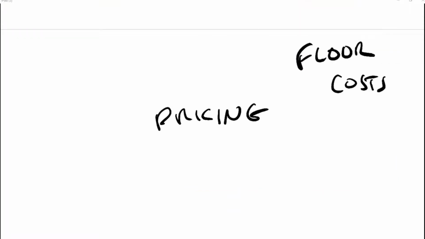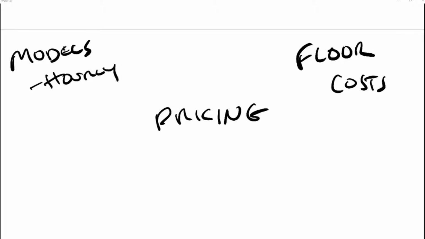So you need to think about the different kinds of models that are out there. And so the models that you might think about are hourly, right? That's something that a lot of agencies historically have done. There's the retainer, right? Everybody wants to get to a retainer model just so we get a nice, sustainable, monthly recurring revenue stream. That sounds good.